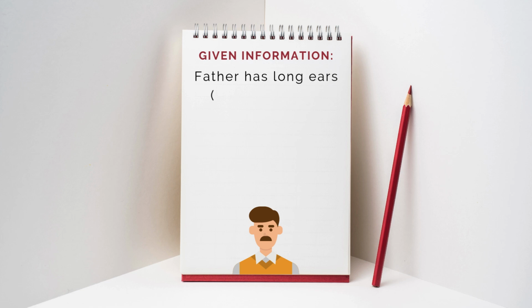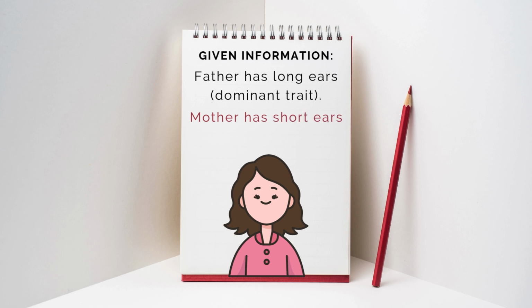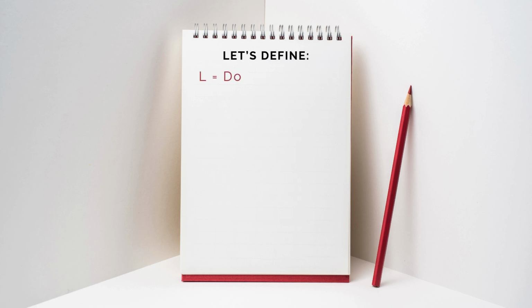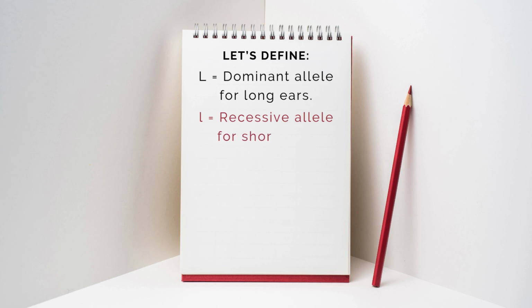Father has long ears, pure dominant trait. Mother has short ears, which is a recessive trait. That means the parents have pure dominant and recessive traits respectively. Now let this be the dominant allele for long ears and this be the recessive allele for short ears.